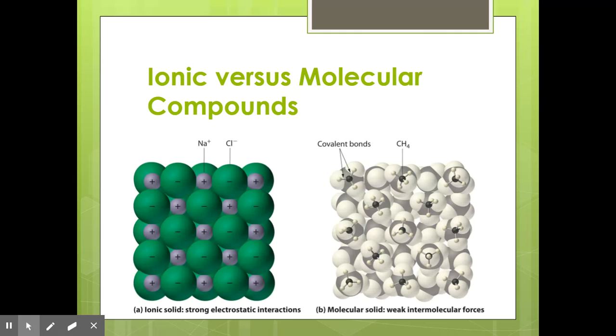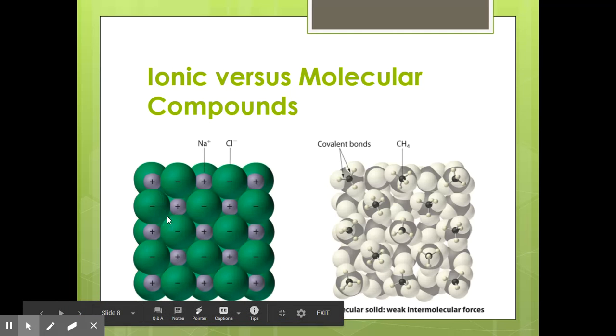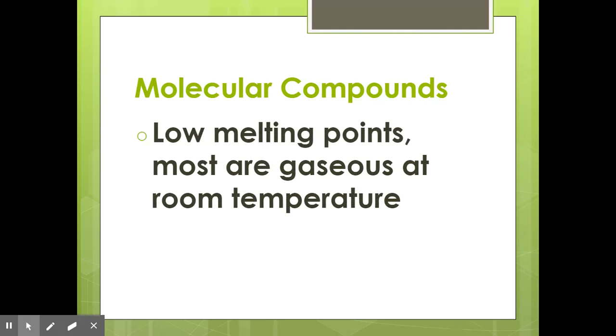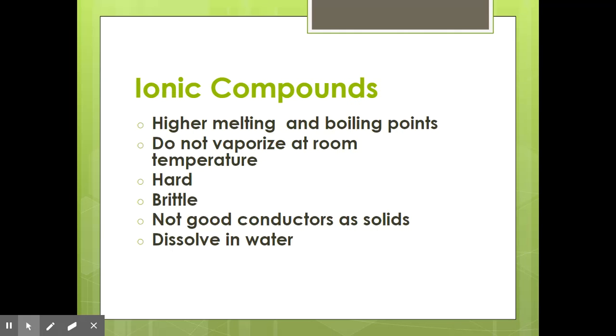When we're looking at an ionic compound versus molecular, you can see the difference in the structures. So this has the ionic nice repeating patterns, where in a molecule, they're just kind of all over the place. Forces between molecules are going to be a lot weaker than ionic compounds. Molecular compounds have lower melting points and often are going to be gases at room temperature, whereas ionic compounds are typically going to be solids.